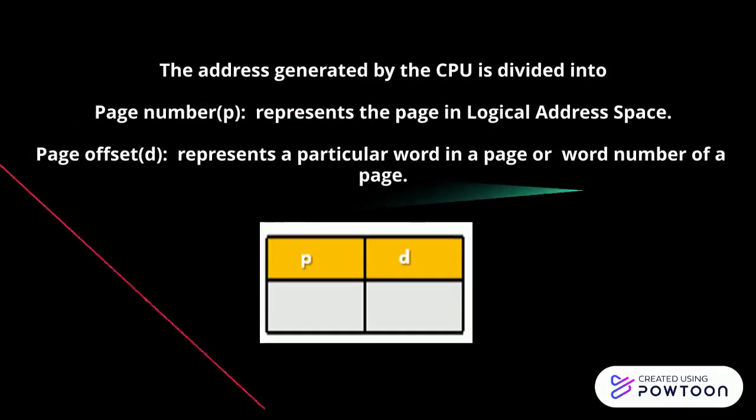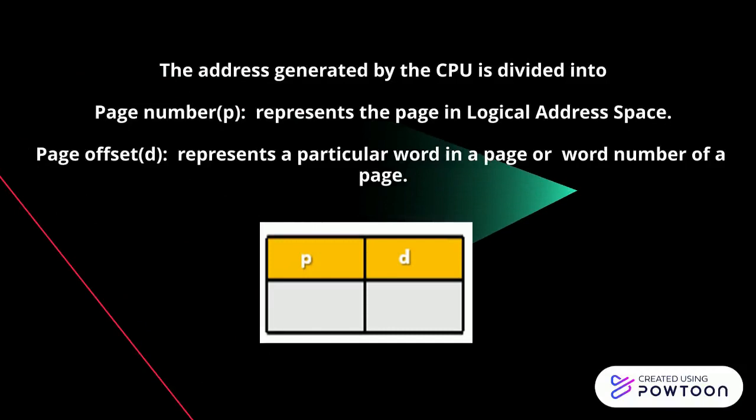Now, let us understand how a logical address is represented. The address generated by the CPU is divided into two. One is page number, which represents the page in logical address space, and the other is the page offset, which represents a particular word in a page.